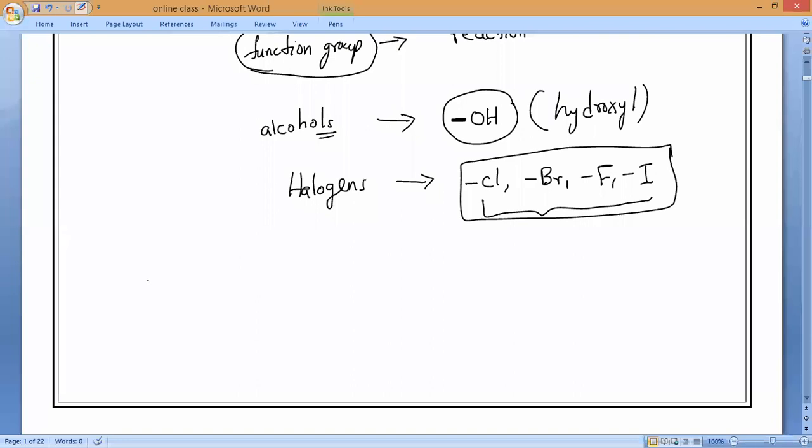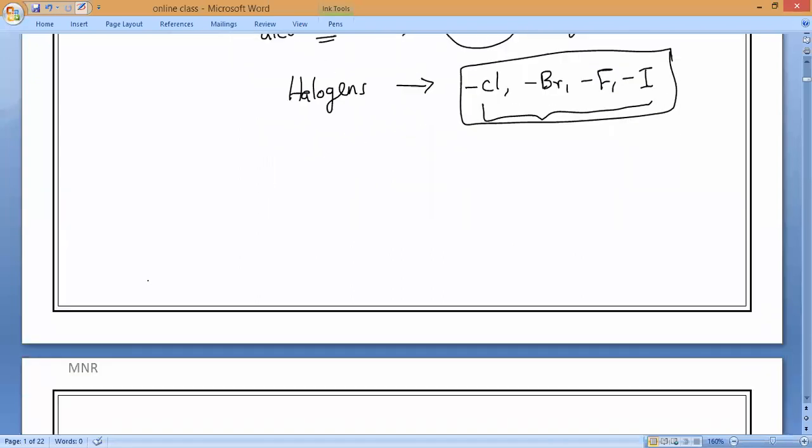All of you, I hope you will understand. Now, for your convenience, to make sure you don't commit mistakes in the exam again and again, I am telling you now itself, remember these functional groups. We will say there are two kinds of functional groups.